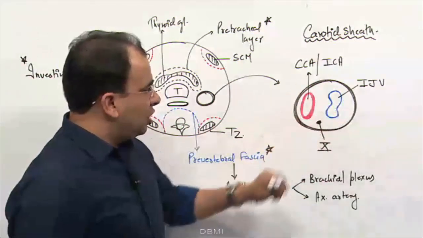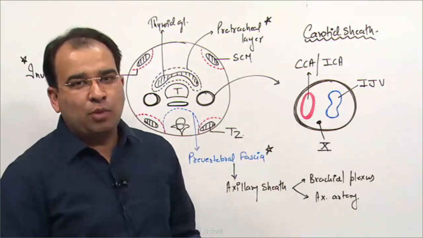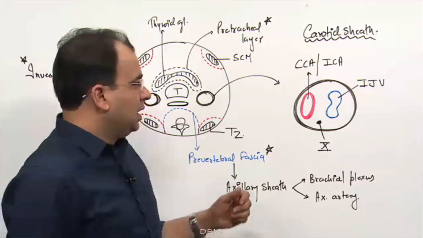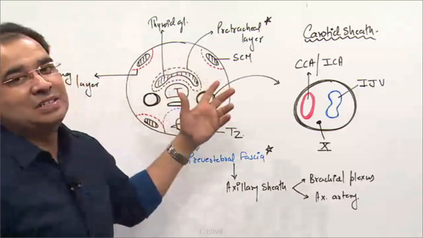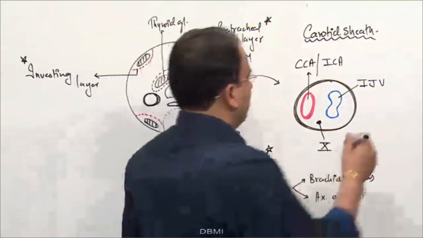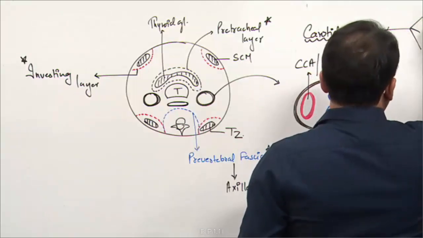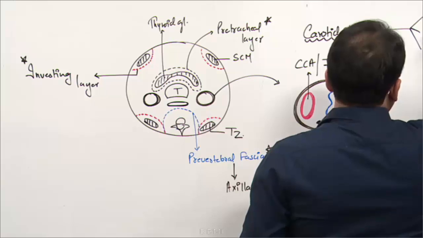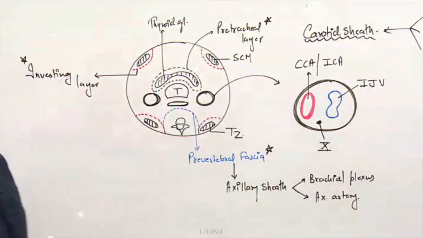In the carotid sheath you see all these contents. Now first of all, how is the carotid sheath formed? We said the carotid sheath is a secondary modification, a modification of modification. The carotid sheath is formed by the contribution of the prevertebral layer, pretracheal layer and investing layer. All three together contribute to the formation of the carotid sheath.